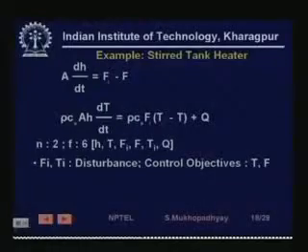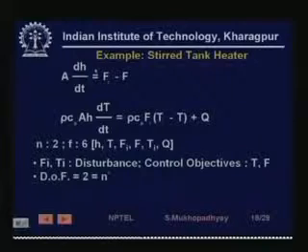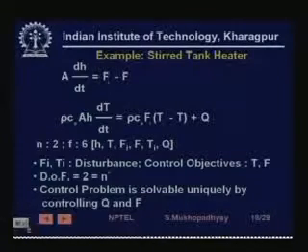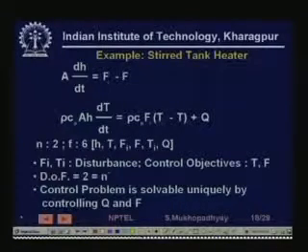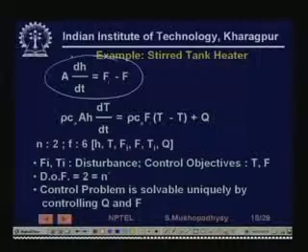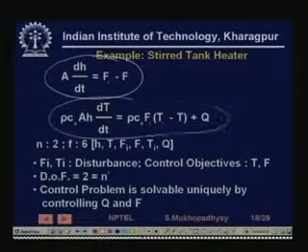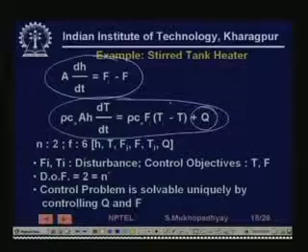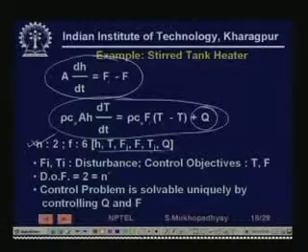So just to give you a brief example, consider what is known as a stirred tank heater, basically a tank in which some flow is coming and you want to maintain the temperature of the tank as well as the level. These are the 2 governing equations, very easy. This is the level equation and this is the temperature equation. We are assuming that we are giving some heat input which we can control. So there are 2 equations, so n is equal to 2, there are 6 variables. So f is equal to 6.